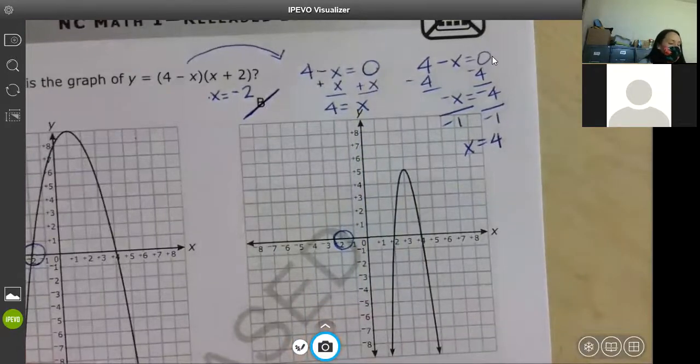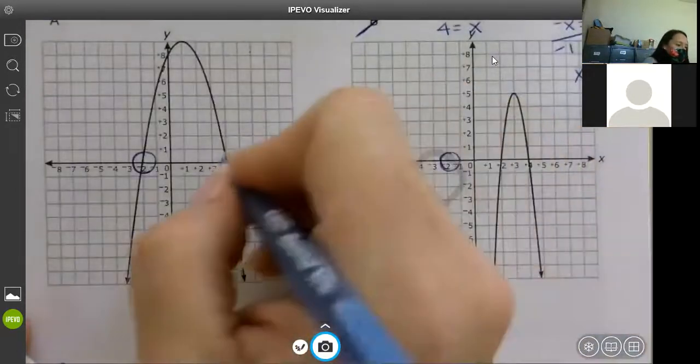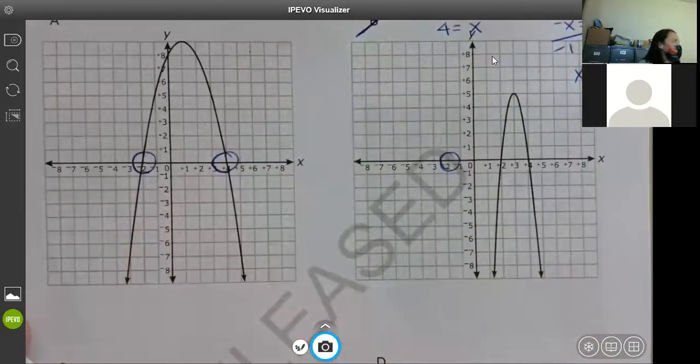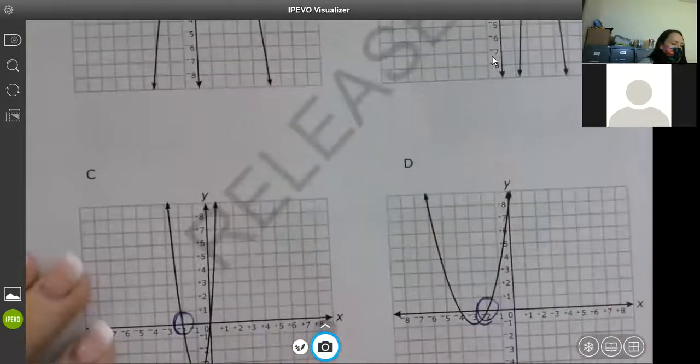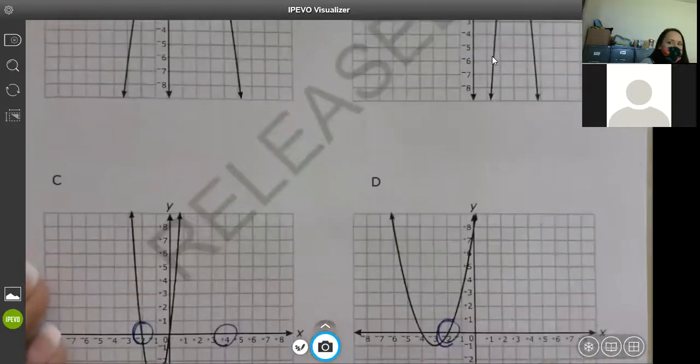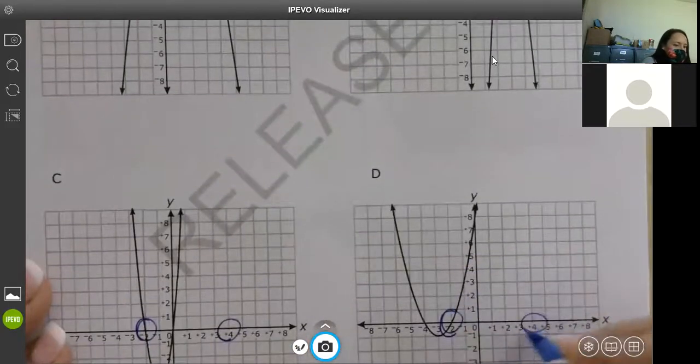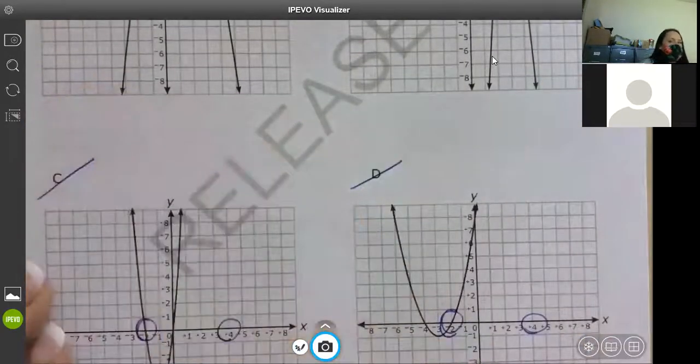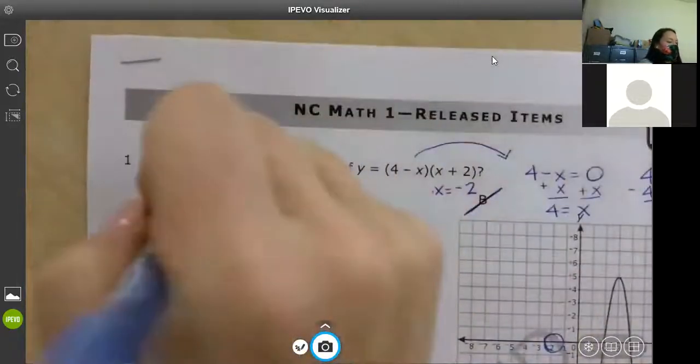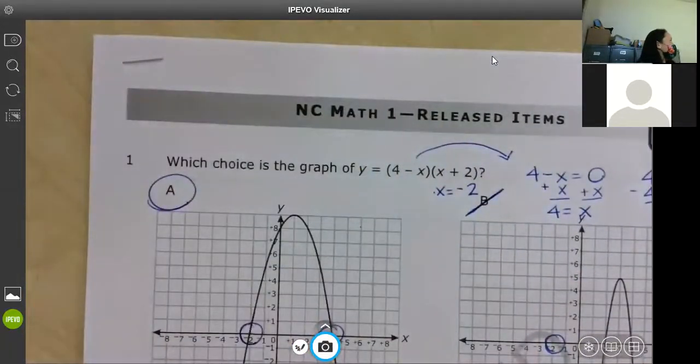So then we're looking for it to cross at 4. If you look, this one crosses at 4. So that's going to be our answer. On C, it does not cross at 4. And on D, it does not cross at 4. So your answer has to be A. So do you need your calculator for that? Absolutely not. Okay, so you don't need your calculator for that.